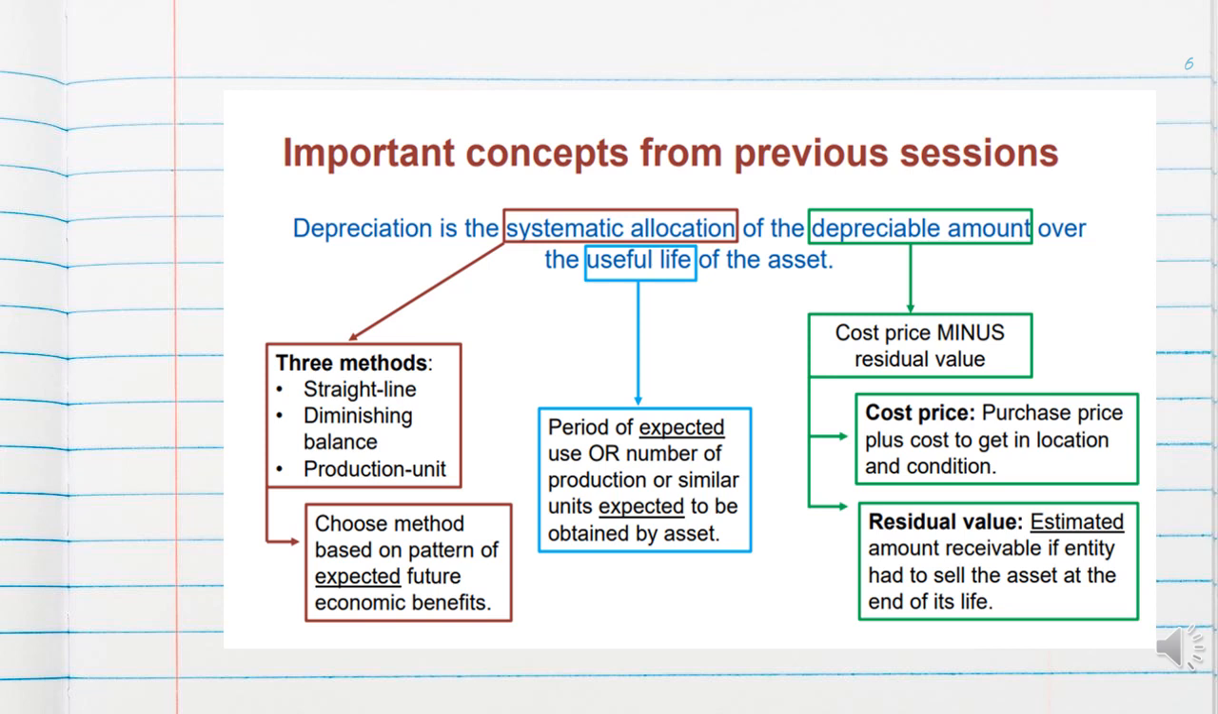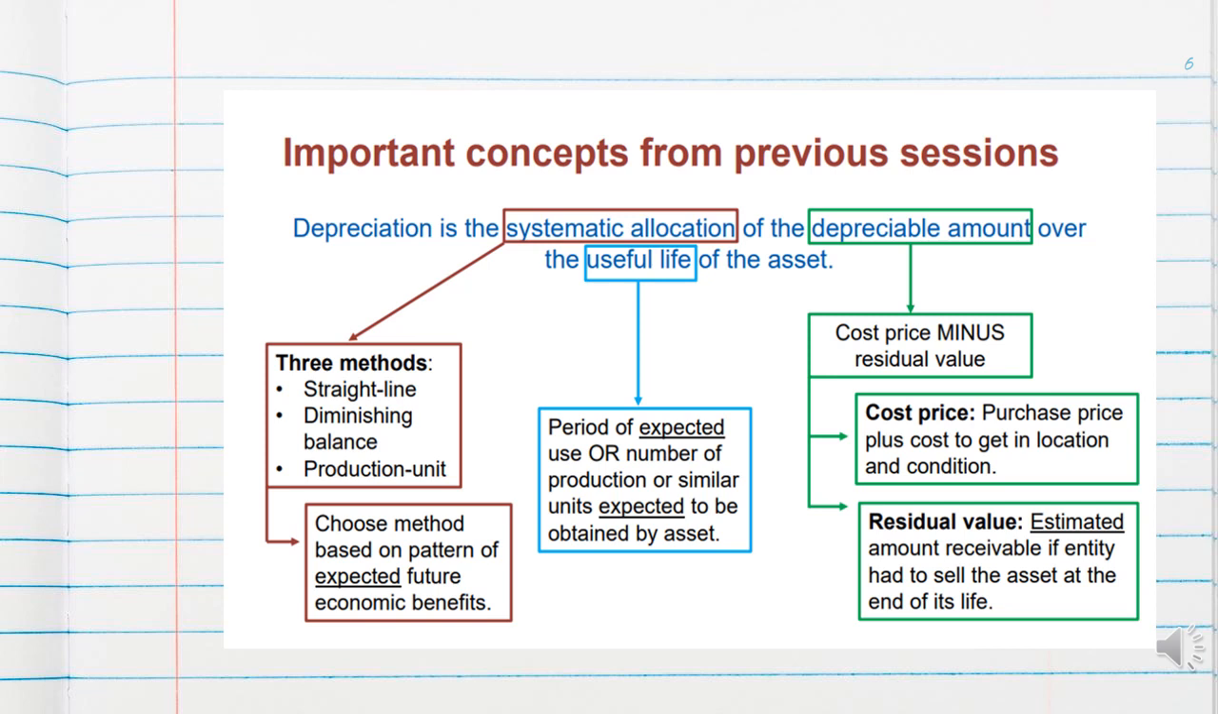So when it comes to the systematic allocation, you have the three different types of depreciation, which we've already discussed, and you will need to be able to choose the method based on the pattern of expected future economic benefits and whichever will generate the best economic benefits in the future. Then they have reiterated here that the depreciable amount is cost price minus your residual value. So your cost price is obviously everything we discussed in the slide before this, and your residual value is the estimated amount receivable if the entity had to sell the asset at the end of its life.